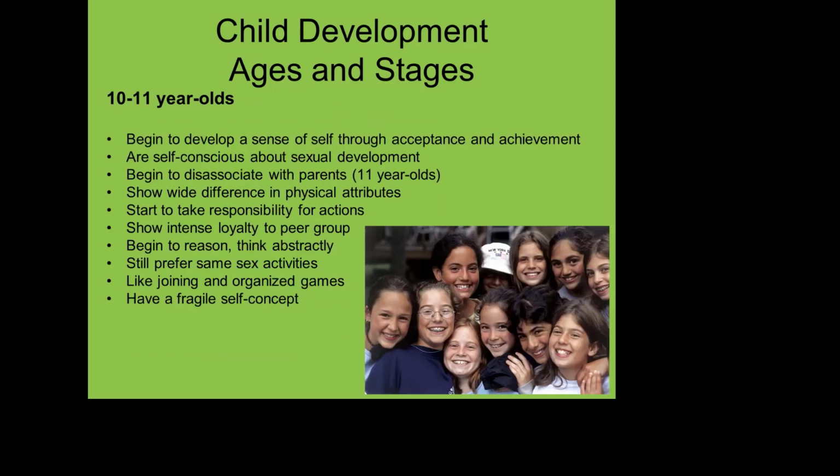We get to our next age group, the 10 and 11-year-olds. Now we're starting to see that maturation process kick in, and puberty is beginning in some. Obviously, it might be delayed in others, but this is the age group that we start to kind of see them begin to develop a sense of their self. In this age group, very self conscious. They start disassociating from their parents. You will obviously see very wide differences in physical attributes.